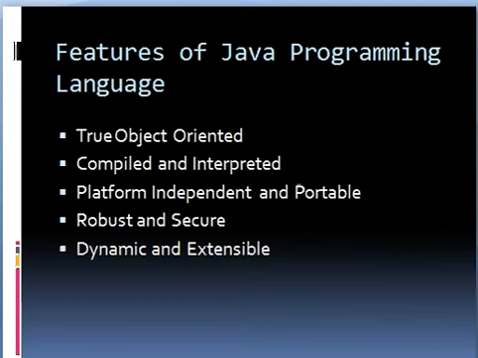Another feature of Java is that it is dynamic and extensible. So Java is capable of dynamically linking new class libraries, methods, and objects. It can also determine the type of class through a query, making it possible to either dynamically link or abort the program depending on the response.